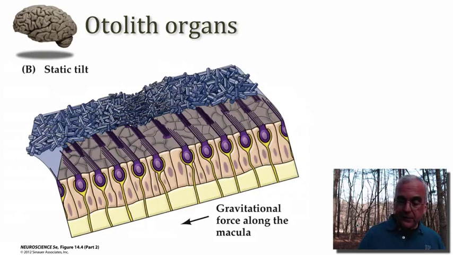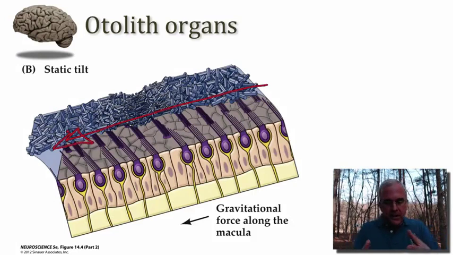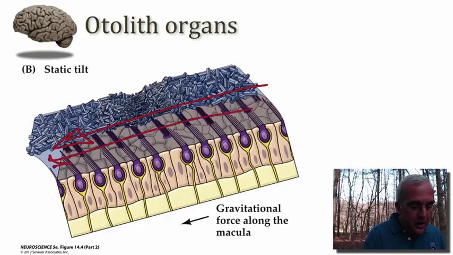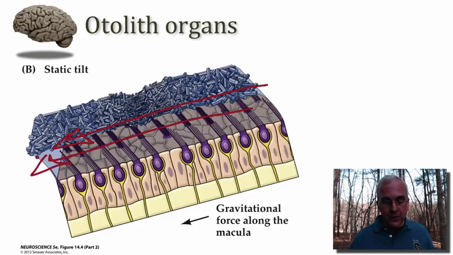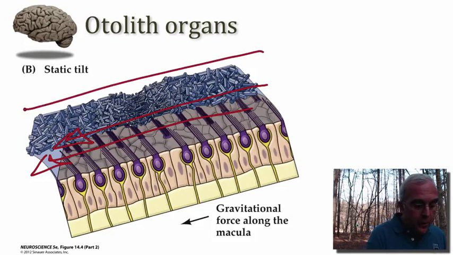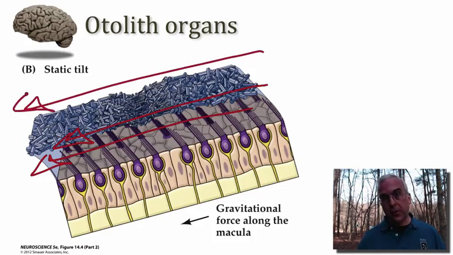So if we have a static tilt, let's say in the backward direction, go ahead and tilt your head back if you like, what we find is that this gelatinous membrane, with the weight of it being pulled by the force of gravity, would begin to slip in the downward direction relative to the fixed sensory epithelium. And the result is that the hair cells are going to be bent in the downward direction.